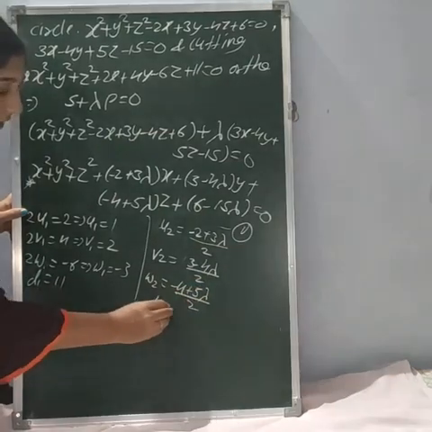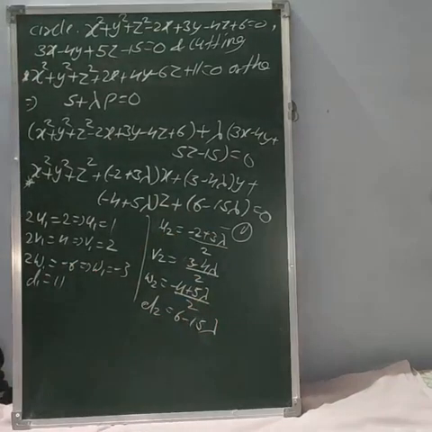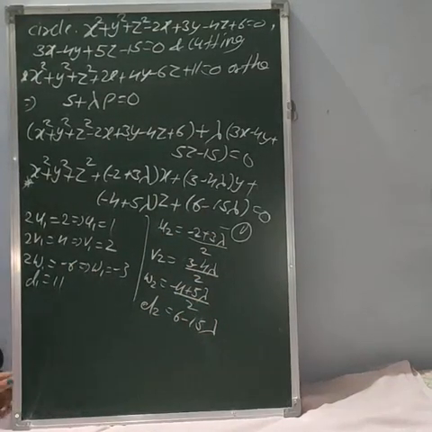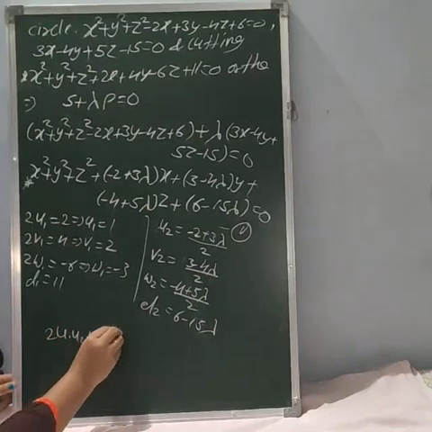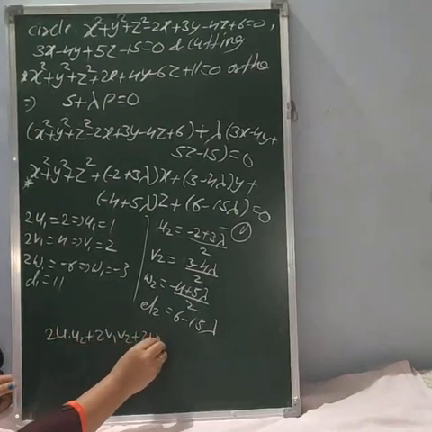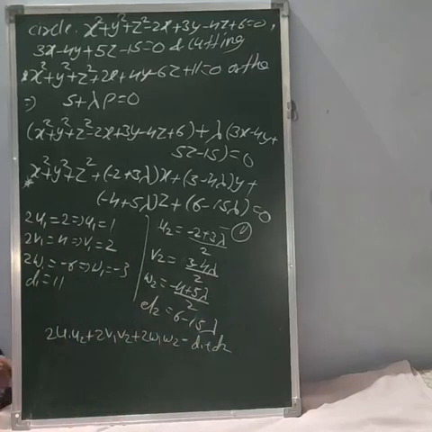And finally, the value of d2 is nothing but the constant, that is 6 minus 15 lambda. Now we will use the condition. What is the condition? 2u1u2 plus 2v1v2 plus 2w1w2 is equal to d1 plus d2, because they said this sphere and this sphere cut orthogonally.